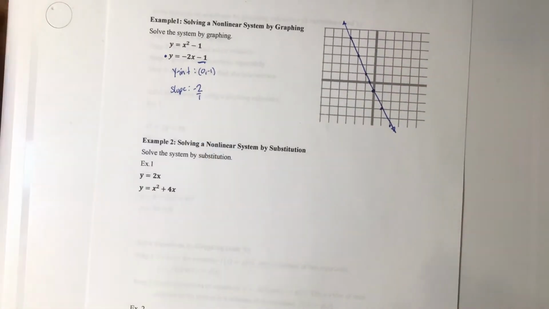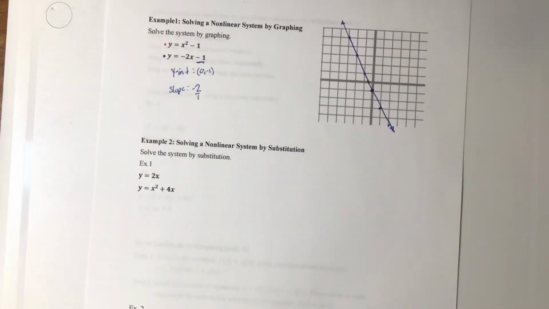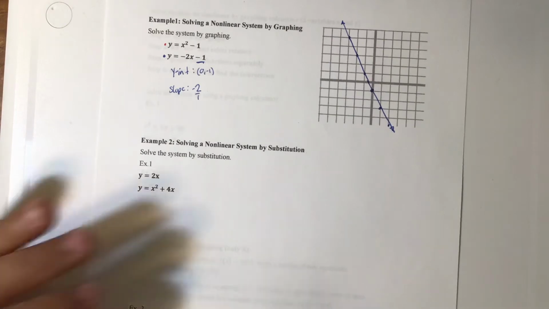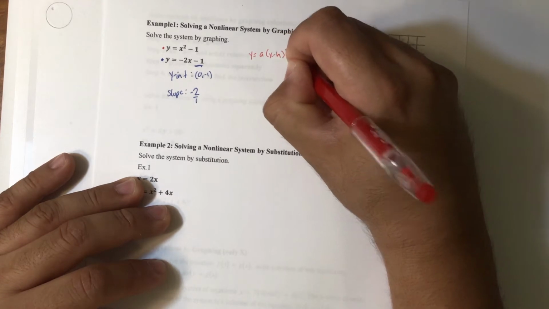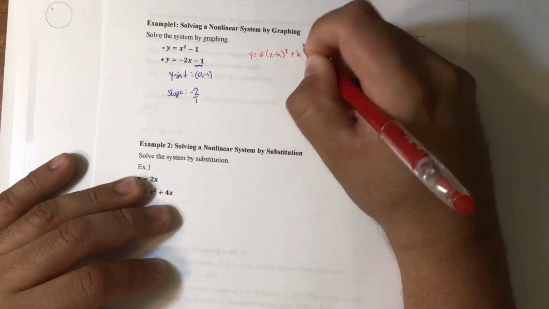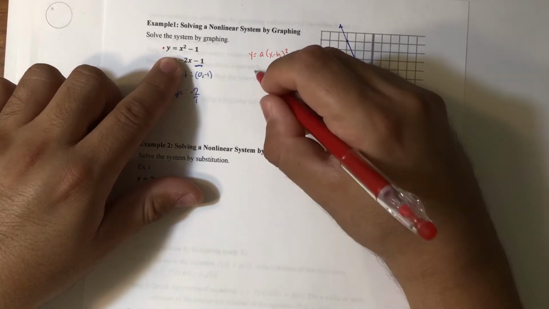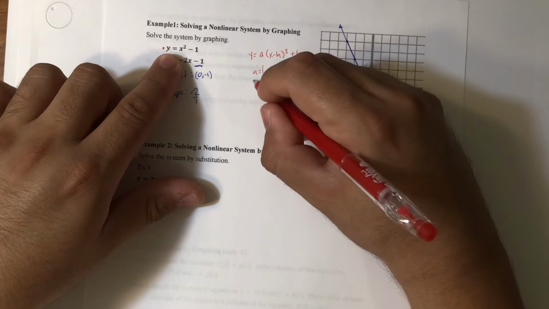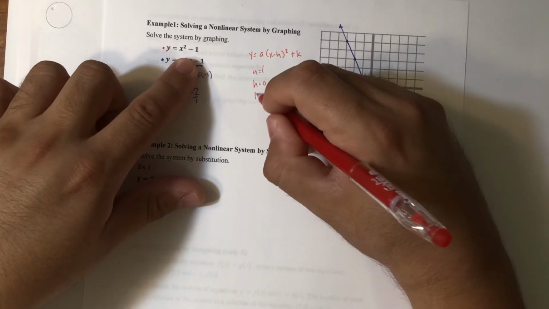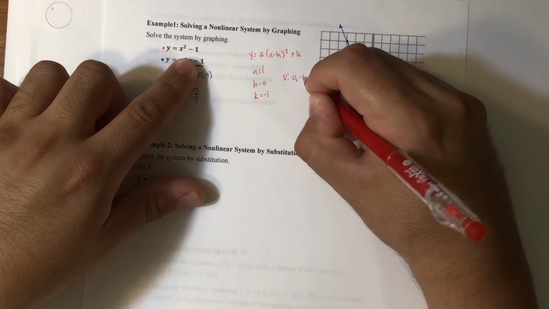All right, now let's go ahead and graph the quadratic function. I can treat this as vertex form: y equals a times x minus h squared plus k. In this case, we see that the a value is 1. There is no h value, so we assume that to be 0, and the k value is -1. So therefore, my vertex is going to be 0, -1.